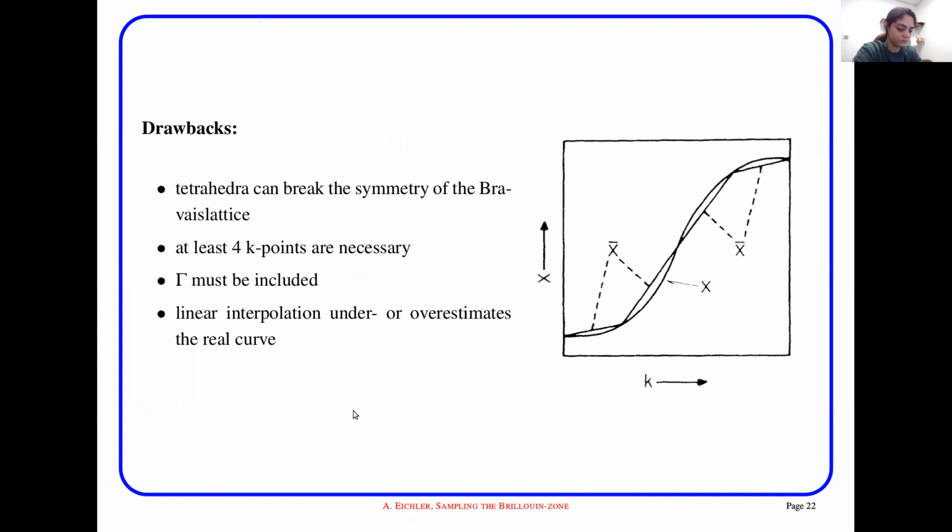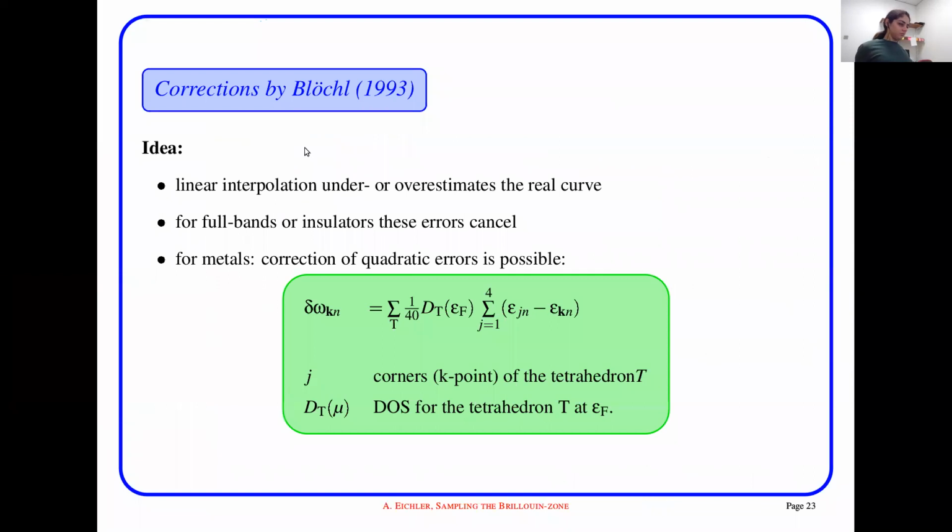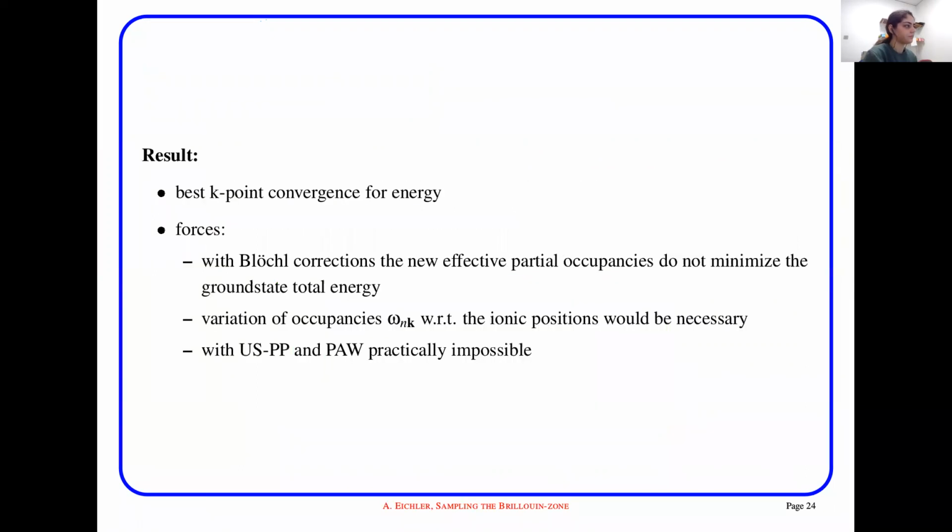Okay, then so yeah, just to summarize because I made confusion. The first one is to generate the key point mesh, and this tetrahedron method is a method that you apply on top of this mesh to interpolate between the key points. Okay, and you use this for calculation of electronic problems. Yeah, and here it's telling you that there is also the Blöchl correction now, so that it works better. But I mean, it's not that important.